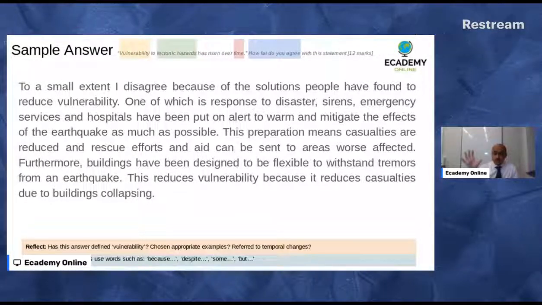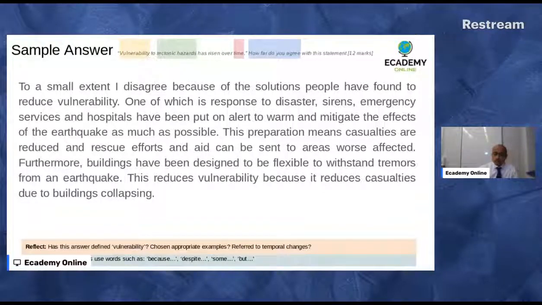So immediately you're thinking it's a 12-mark question, and not to give an example is terrible, right? You're not going to get very far in the mark scheme, right? You've got to ground it in a specific example to help demonstrate your understanding of the idea, right? Good. Again, yeah, well done, Spencer, for picking out this straight away judgment, right? To a small extent, I disagree because of the solutions people have found to reduce vulnerability, right?